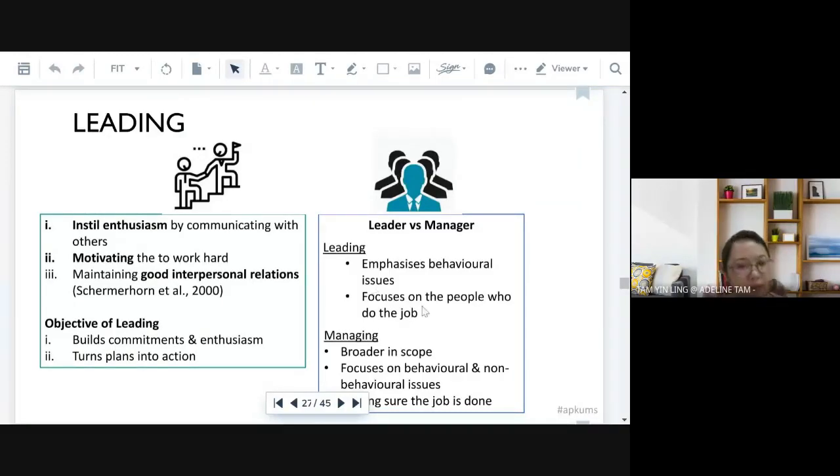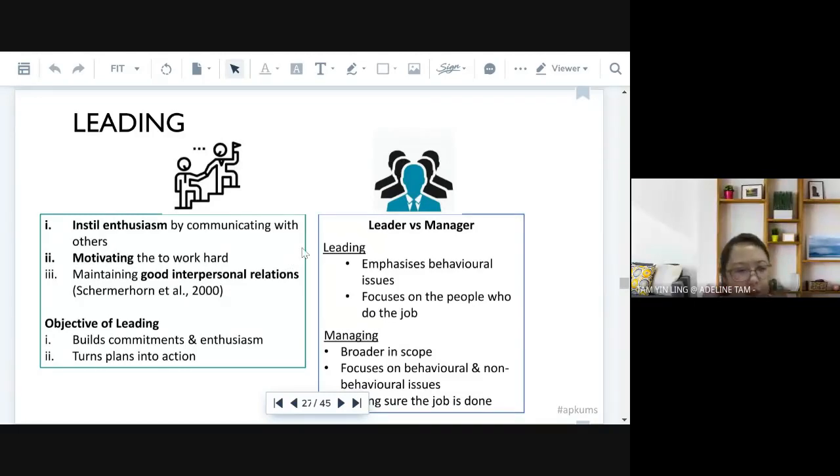So when we talk about leading, remember we already planned. We planned what to do. We already organized. We arranged who to do what, siapa, apa. So what are the things to do? Then after that, we have to make sure they are doing. So we are using leading as a way to make sure that they are doing.